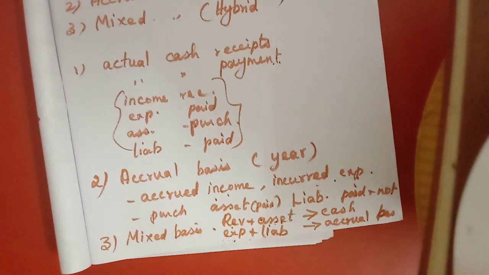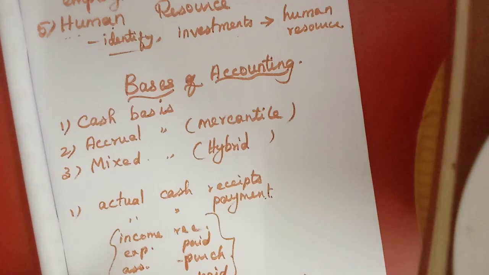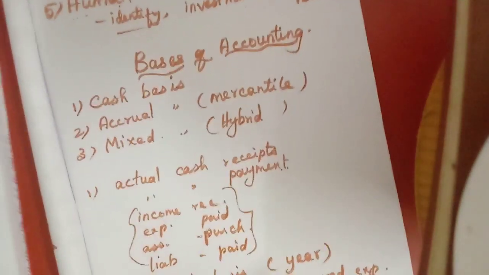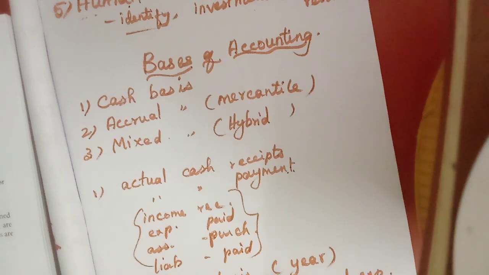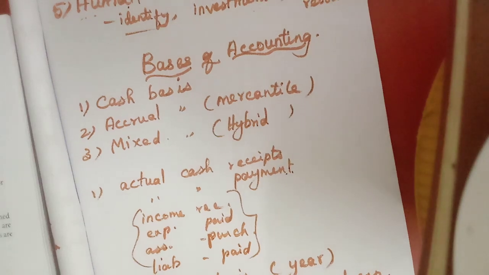I will show it to you in the textbook itself. You can mark the branches of accounting. Branches of accounting is 3 marks. Then basis of accounting is 2 marks. Only 2 you have to write, but if you write one sentence, it will be well and good.